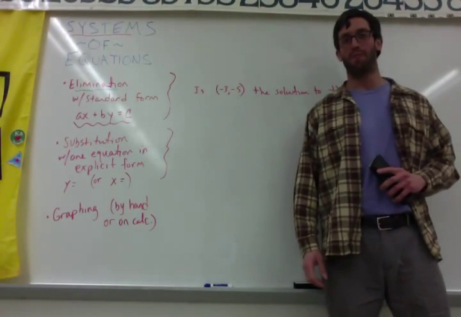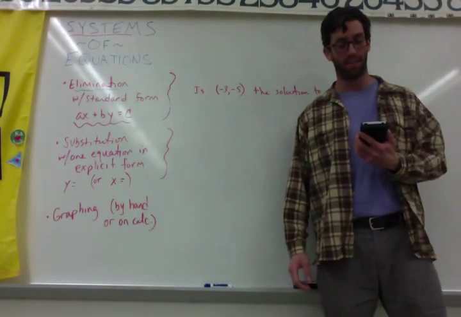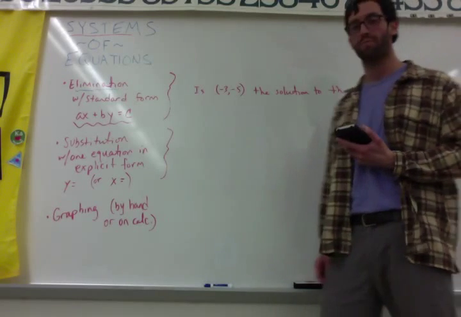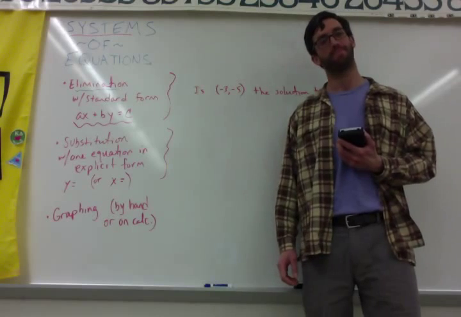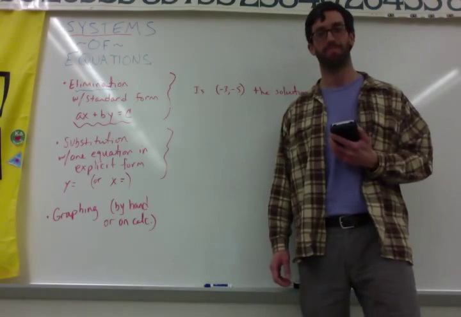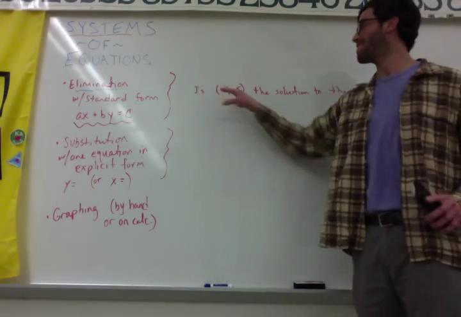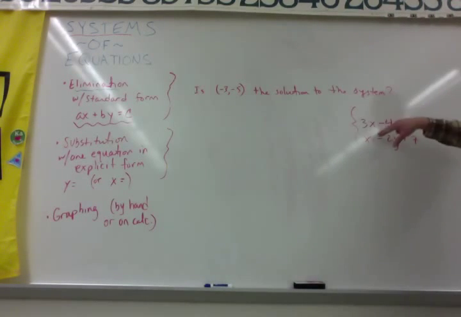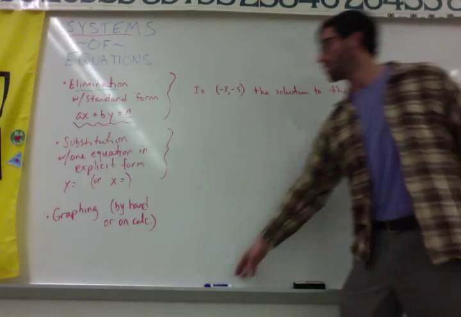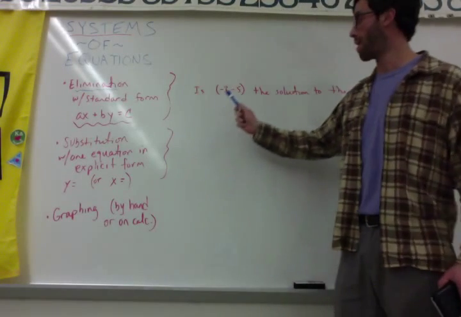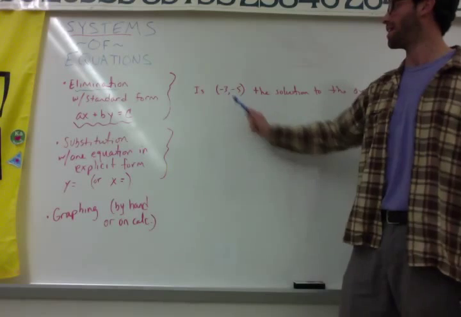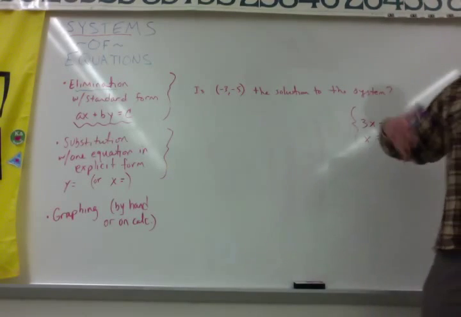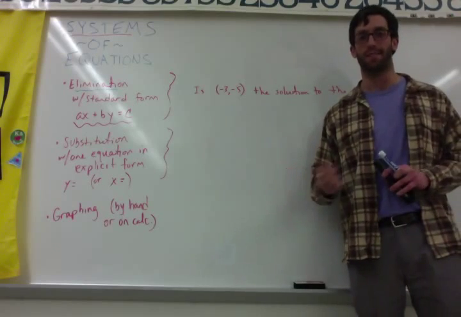So I've got one problem on the board right now, and I have a calculator in my hand. The question is: is (-3, -5) the solution to the system written here? Remember, a solution to a system is written as an ordered pair. You're solving for both x and y, the x-y pair that works in both equations. From the previous video, we know that it is the solution, right?